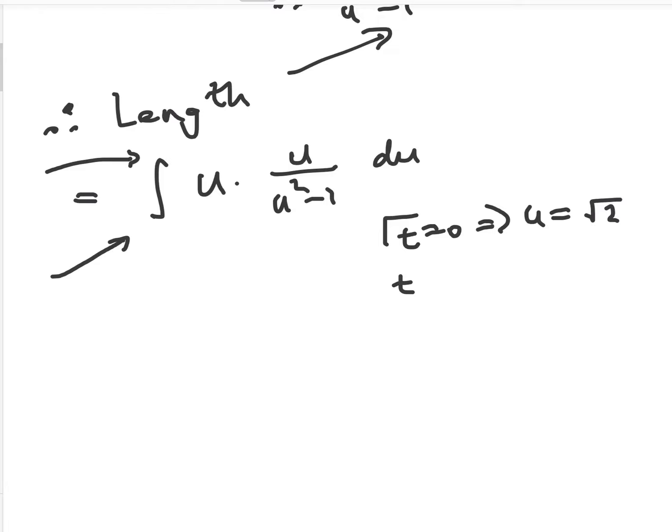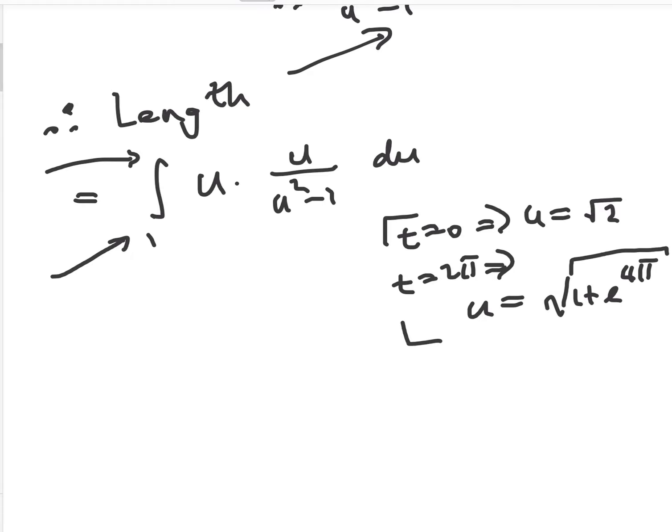And if you put t equal to 2 pi, the value of u, which is going to be the upper limit, becomes the square root of 1 plus e to the 4 pi. So this is the square root of 1 plus e to the 2 times t, so it's 2 times 2 pi, which is 4 pi, like so. So the lower limit is square root of 2, the upper limit is square root of 1 plus e to the 4 pi. It's just two numbers. So this is the square root of 2, and this is the other square root.